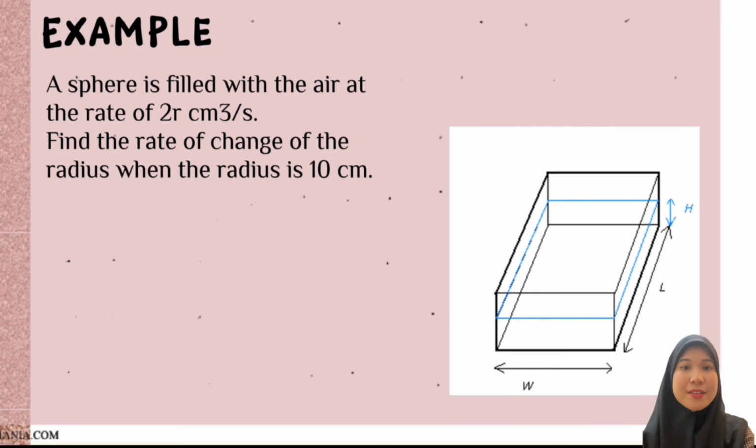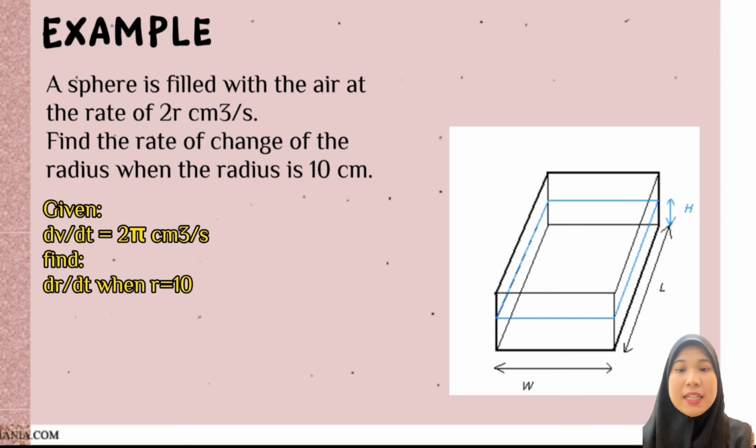Now I will give an example on this subtopic 2.9. Example 1. A sphere is filled with air at the rate of 2 pi cm cubed per second. Find the rate of change of the radius when the radius is 10 cm. Given dV per dt equals 2 pi cm cubed per second. Now we need to find dr per dt when the radius equals 10.